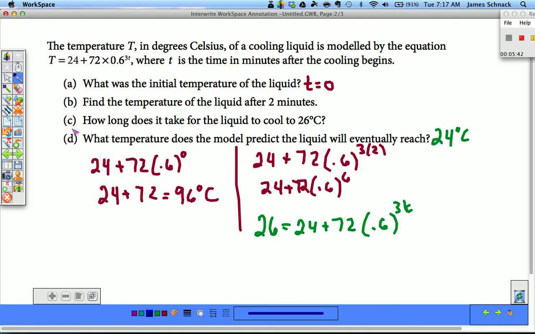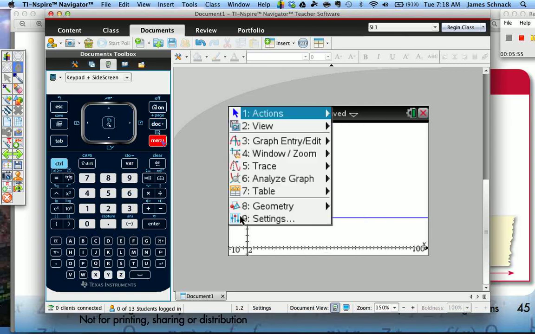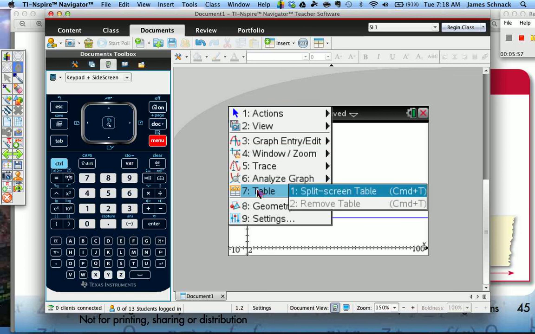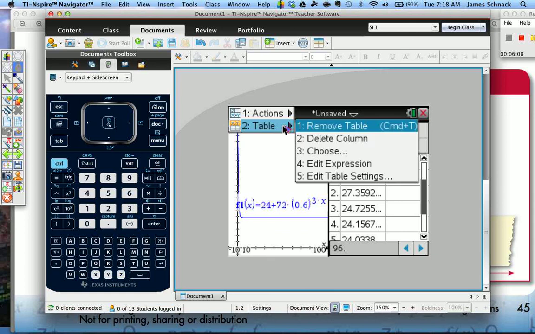So anyway, back to part C. How long does it take to get to 26 degrees? So here's what we're going to do. I'm going to add a table. Go to Menu, Choice 7, Split Screen Table. So I want to know 26 degrees. Oh, shoot, it's not there. Gosh, what could I do? First, let me make the table go away.